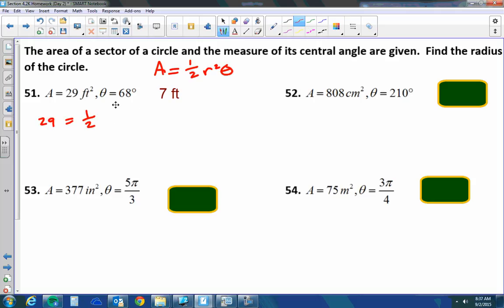R squared, well, we're trying to find R. And then the angle goes here. Once again, though, the angle has to be in radians. So either convert the 68 degrees to radians separately, or just put the conversion in there. And it's a calculator problem, so get it set up like that. And then just type all this in, the 1/2, all the numbers there except for the R squared. Tell me what you get.